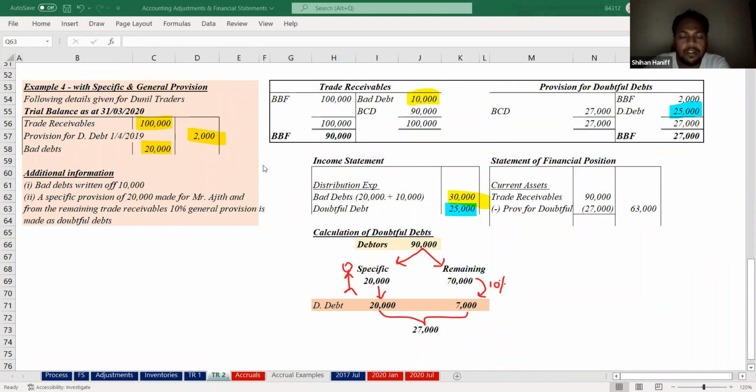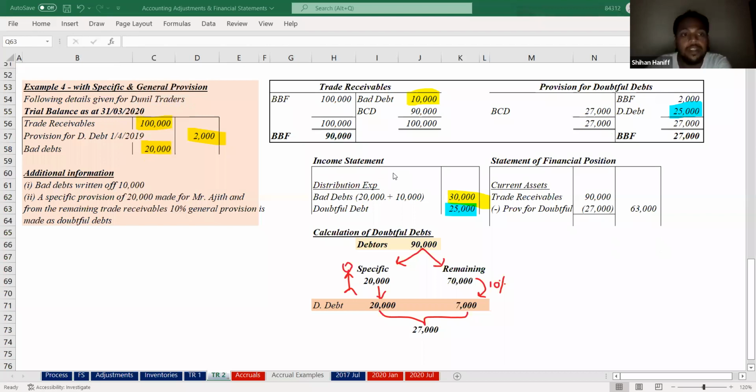There's a question: is it wrong if I deduct the specific provision from the debtor balance? Yes, it is wrong. A specific provision is not a bad debt. If you directly deduct it from the debtors account, it will be treated as a bad debt. This is not a bad debt. This is a doubtful debt for a specific person.